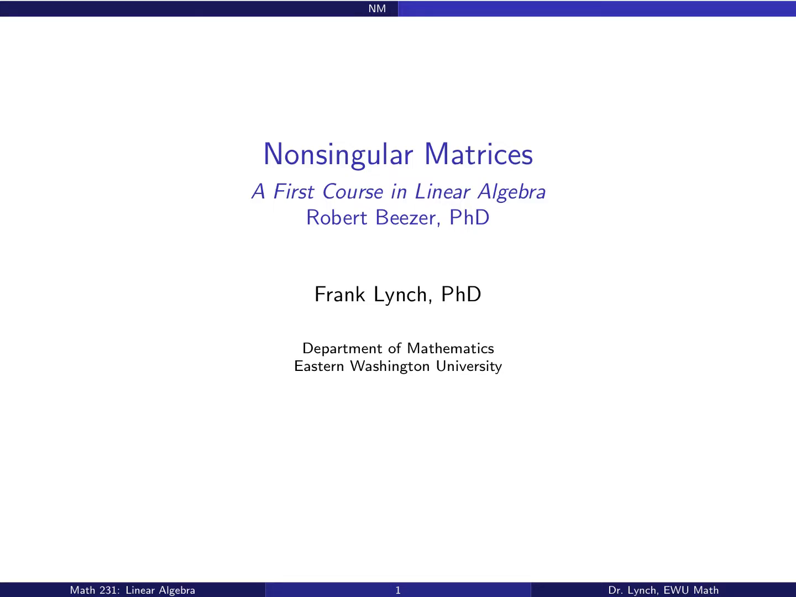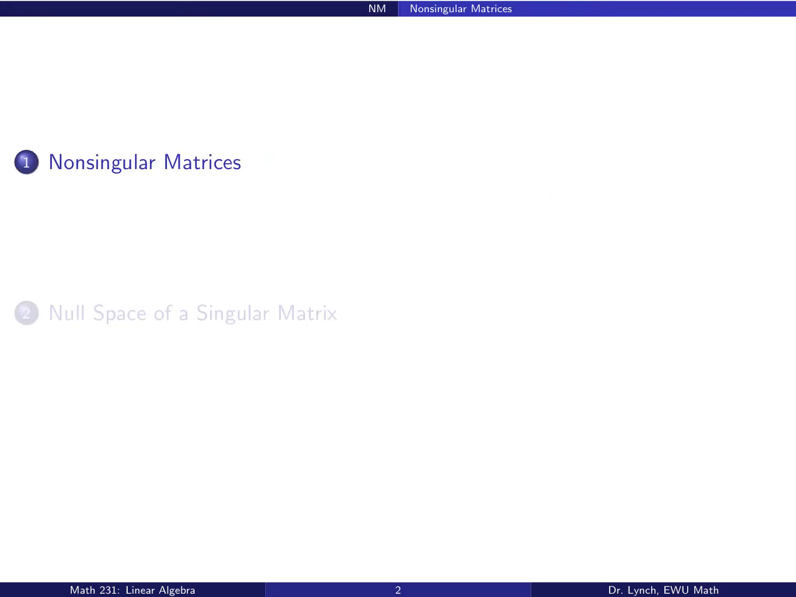Welcome, folks. Video on a special type of matrix called a non-singular matrix. So we'll start off as we usually do with a definition. We'll talk about what makes a matrix singular or not. We'll talk about how to find it, and then we'll relate that back to what we saw last time, this characteristic of a matrix called the null space.